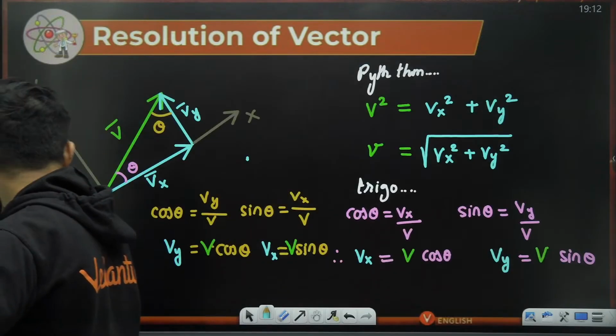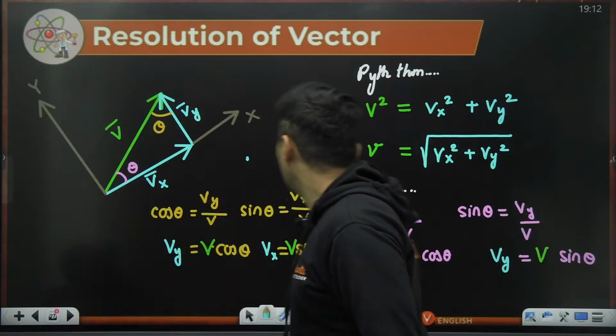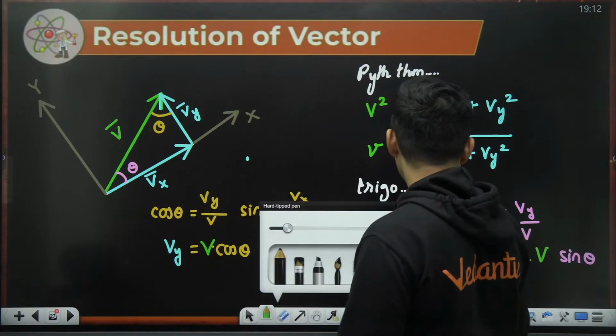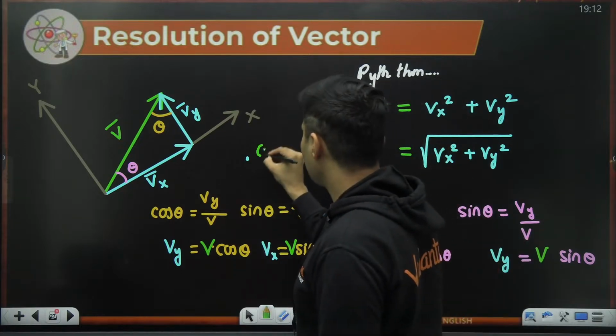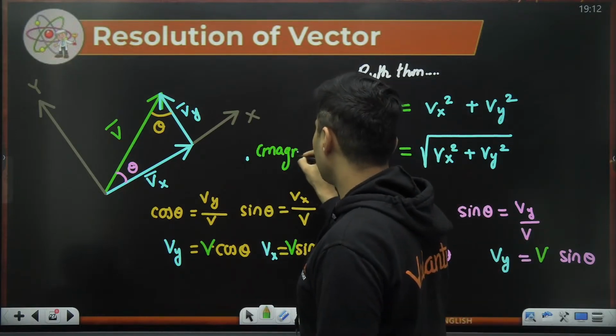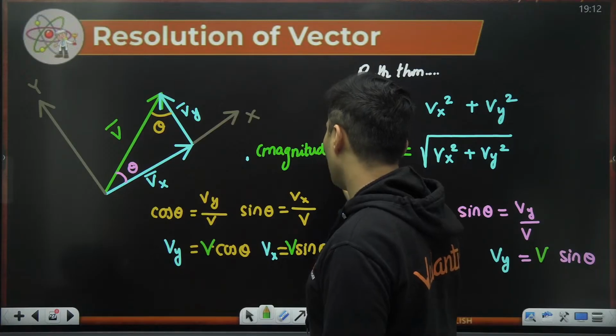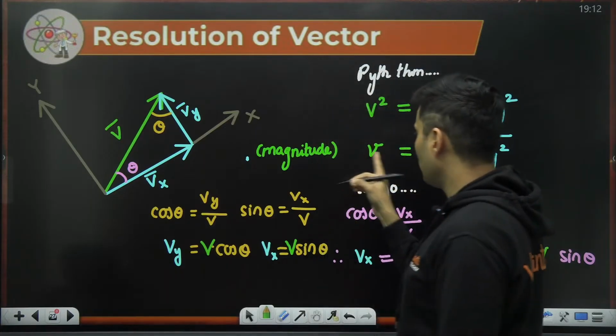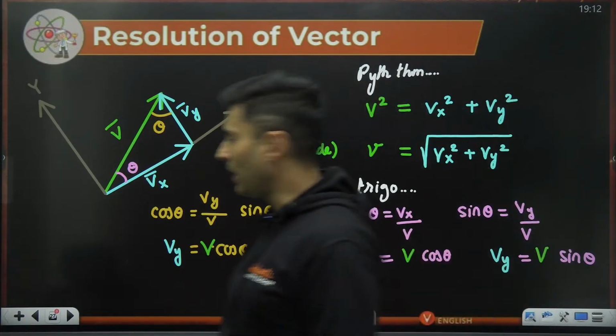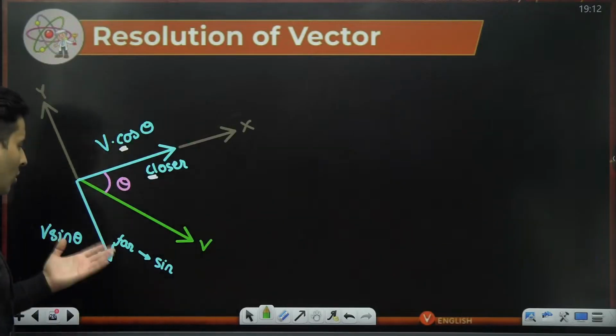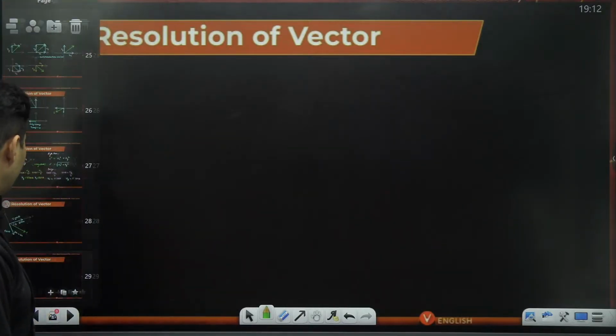Yes, V over there was the magnitude. This is the magnitude of the vector, because I did not put any bar or anything, right? So this is the magnitude. So closer is cos, far away is sine.